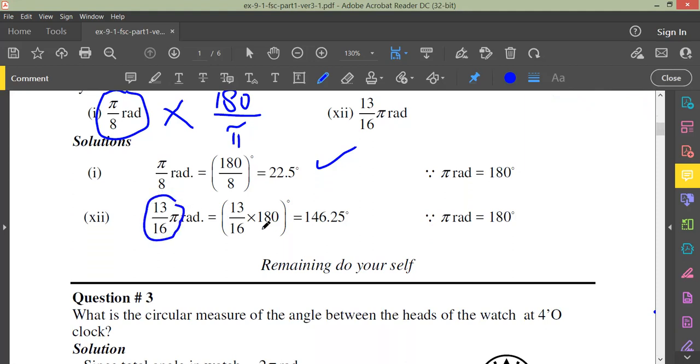we will multiply it by 180 over pi. Or there is another procedure which is discussed here in this book. Pi will be cancelled out by pi, and after simplifying, our final answer will be equal to 146.25.